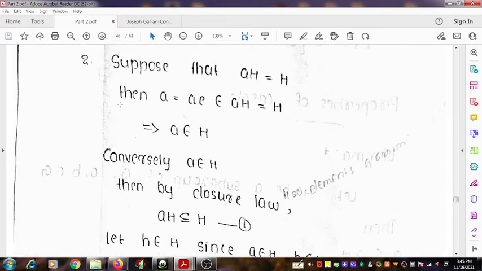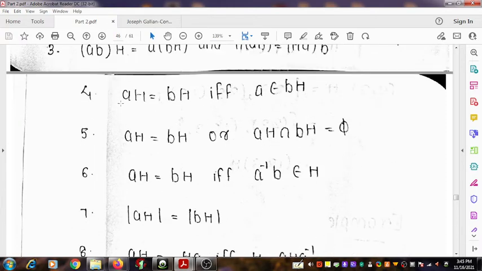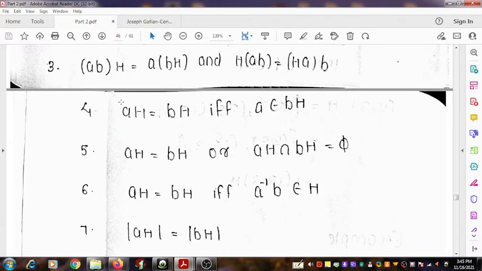Next, the fourth property. You have to define how to do the fourth property. The fourth property is that AH equal to BH if and only if A is an element of BH. You want to show that AH equal to BH if and only if A is an element of BH.